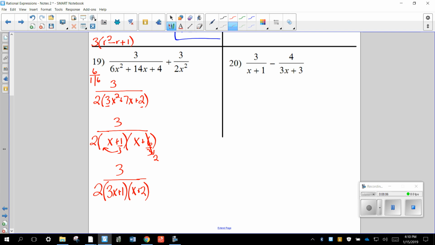Now let's look at the other factor over here. So we'll have plus 3 over, I'll try a 2. Nothing's going to help me here. 2x squared. Okay, so nothing's helping me there. They both have a 2 in common. So that's one thing I've got going for me. Let's look here. Both have a 2 in common, but that's it. So I'm going to bring this down here.